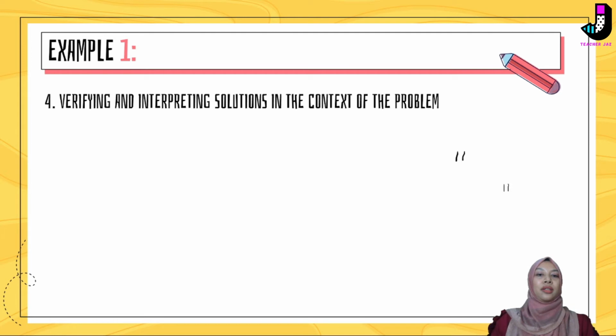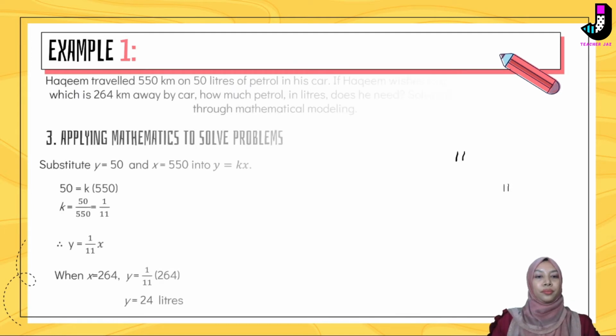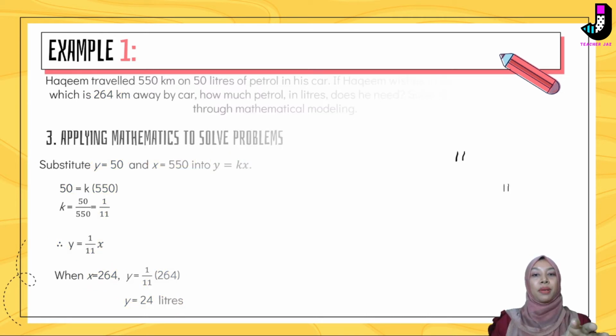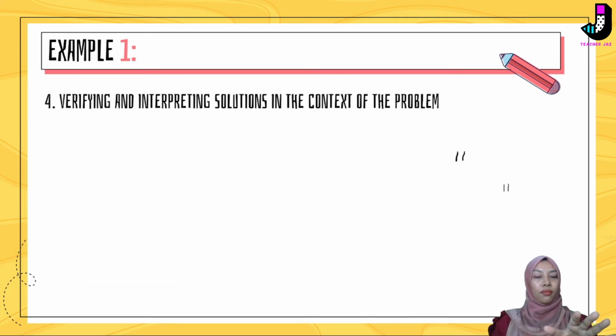Okay, wait. So this is applying mathematics to solve problems. The next step is verifying and interpreting solutions in the context of the problem. As you can see, this is a straight line. This is a straight line because it is y equals kx only. It looks like y equals mx plus c.